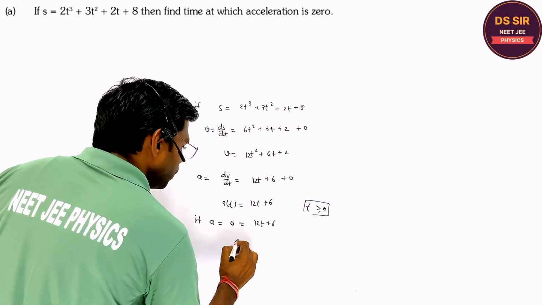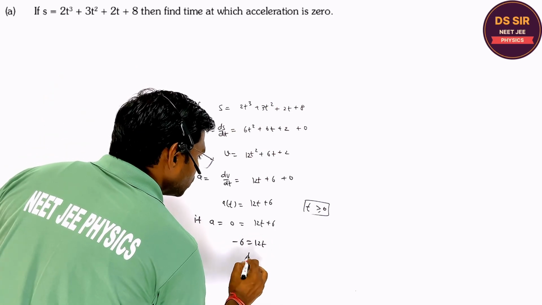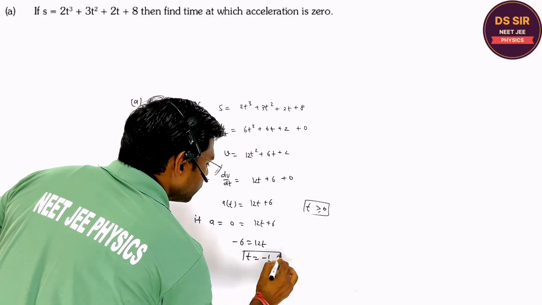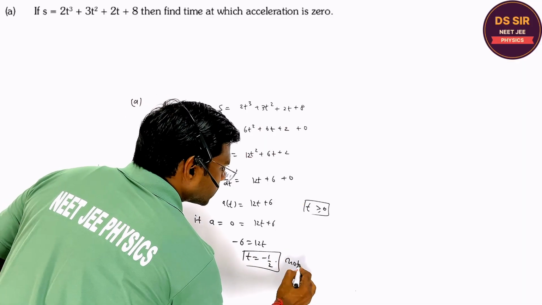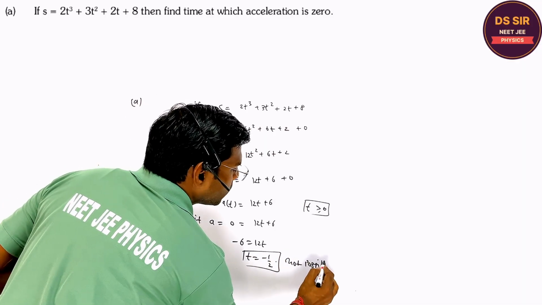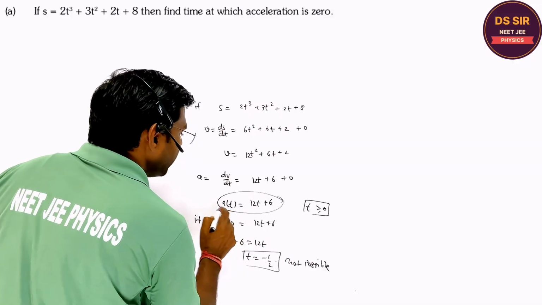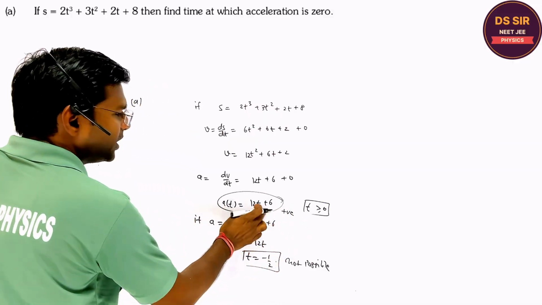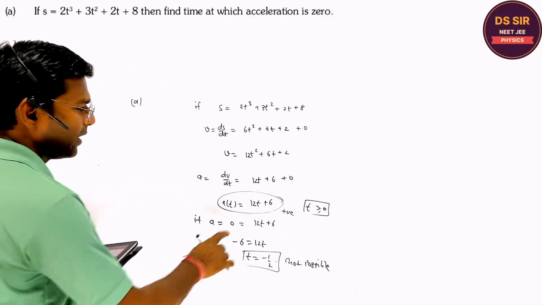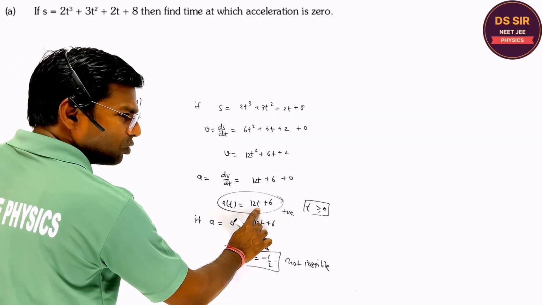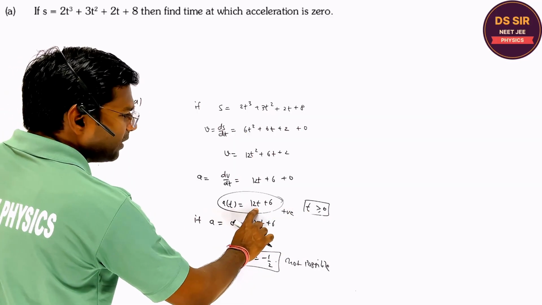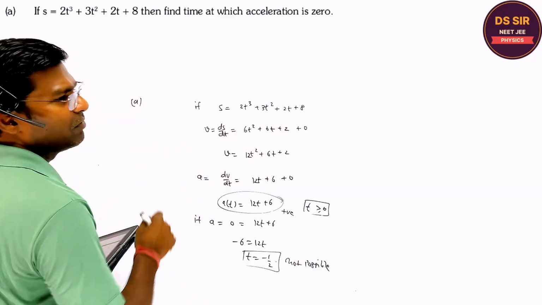So if it is 0, then minus 6 is equal to 12t, so t is equal to minus 1 by 2. So this is not possible, right. What is not possible? The acceleration cannot be 0. Why? Because time is always greater than 0, so minimum time will be 0, so minimum acceleration will be 6.